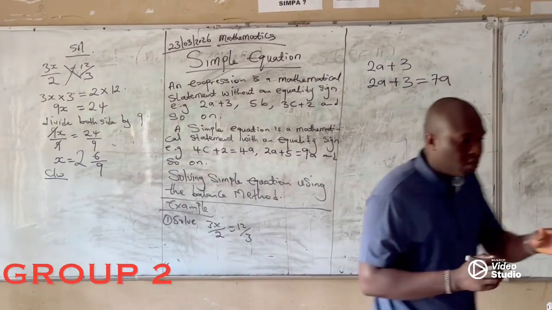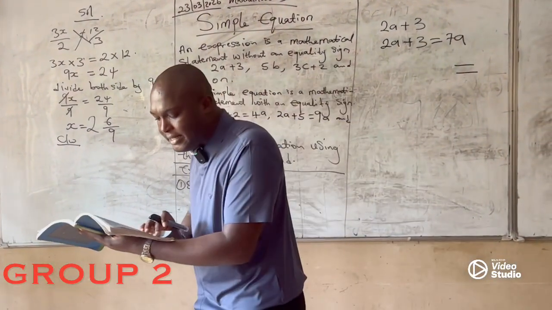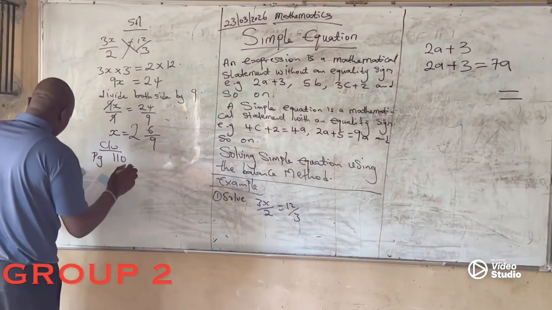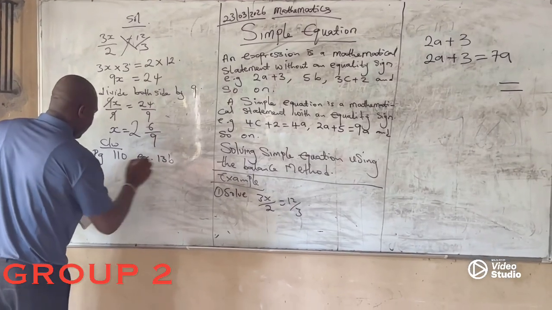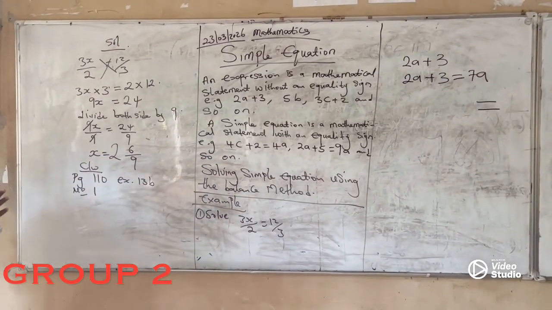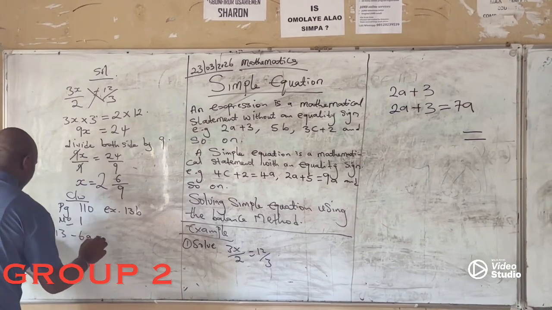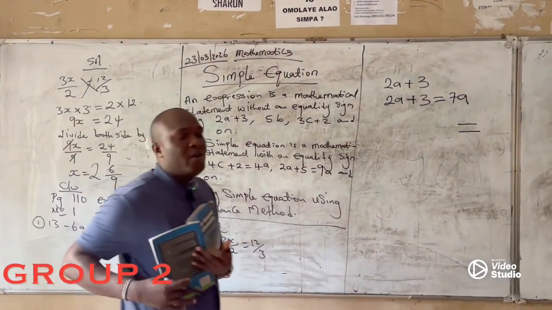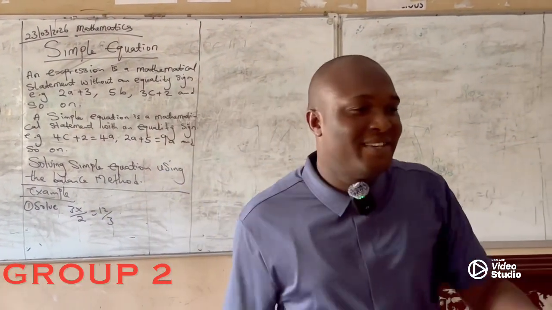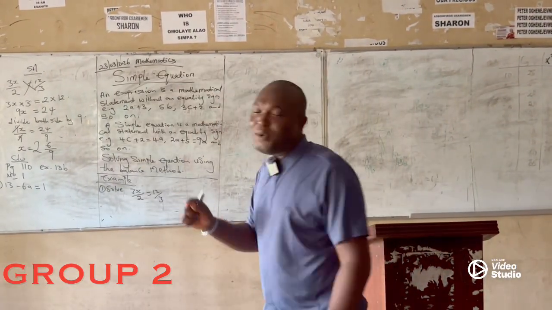Now, I want you to try this for me. Bring out a textbook. Open to page 110, like I told you. Exercise 13B, number 1. Let me just copy the questions for you. Kindly tell me what's the answer to this. What did you get as your answer? 5. 5, okay. What do you have? A equals 4 over 3.